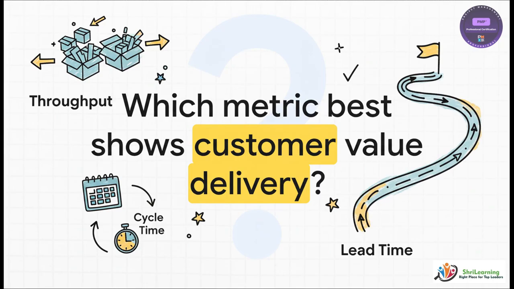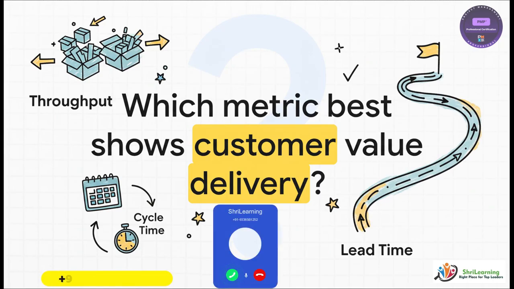So, I'll leave you with a question to chew on. Now that you can tell the difference between throughput, cycle time, and lead time, which one do you think gives you the truest picture of the value you're delivering to your customers? Thinking about that is going to change how you look at your next project. I guarantee.